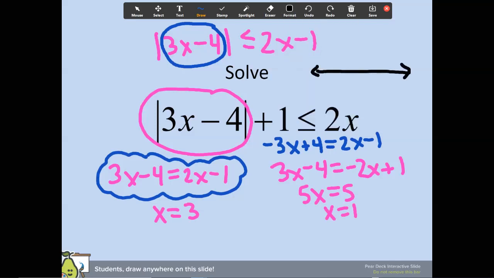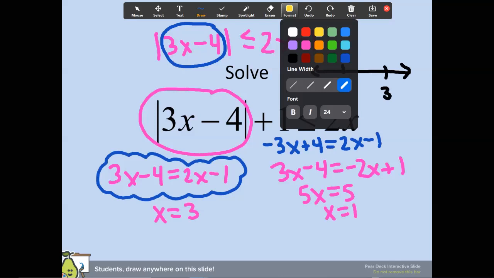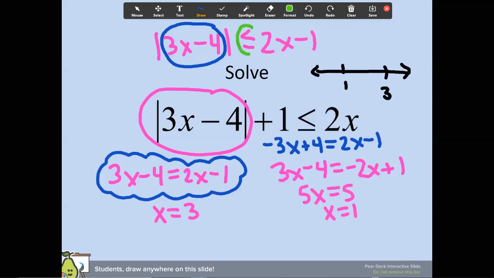I'm going to draw it on a number line. So I have 1 and 3. I know because of my inequality up here, let me do it in green, that this inequality has the equal, so I am going to have solid circles. So I'm going to have a, let me do it in maybe red so we can see it. Solid dot here, solid dot there. I need to decide, am I going to shade in between or am I going to shade out?